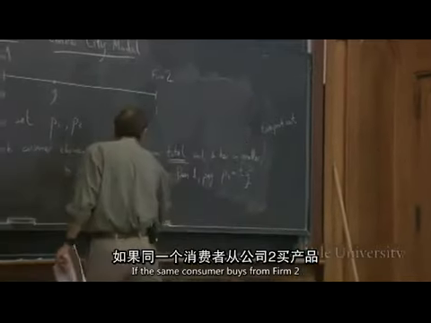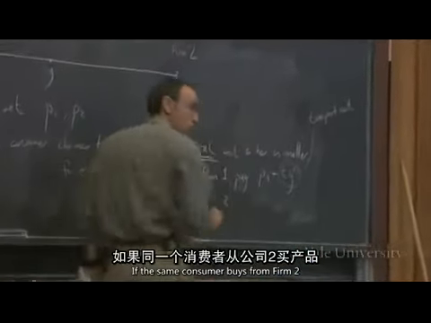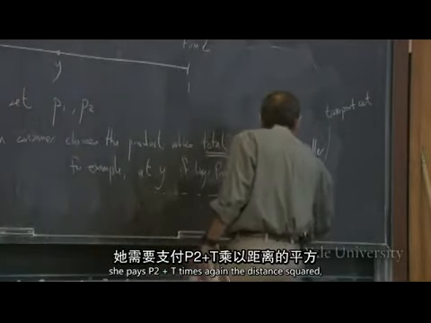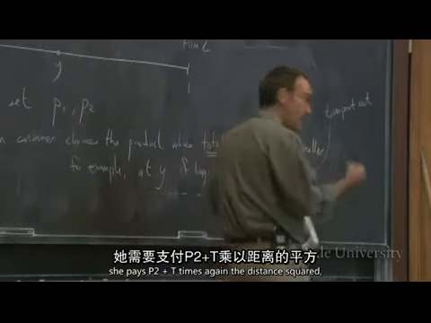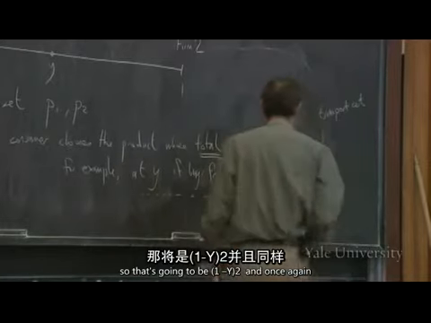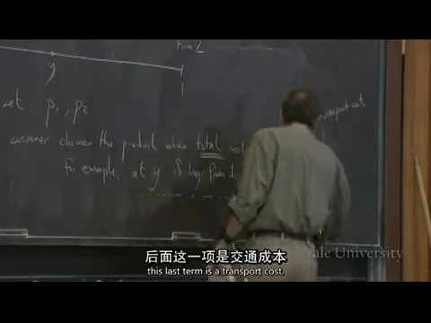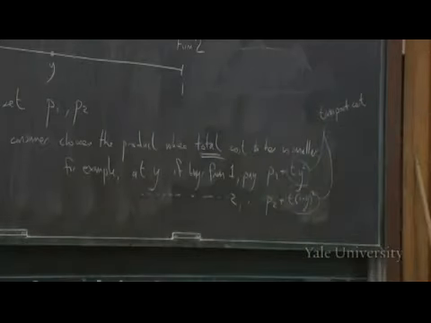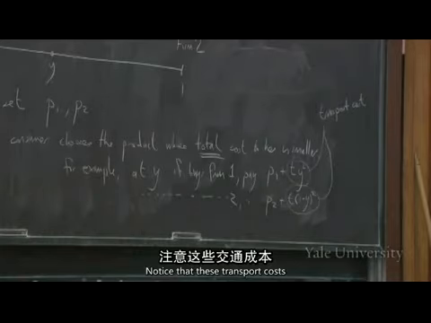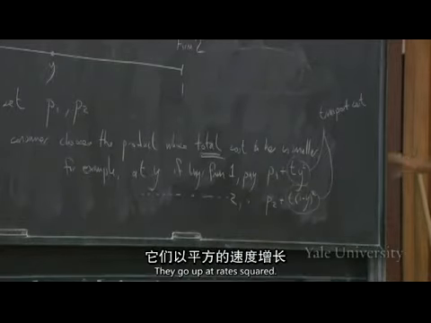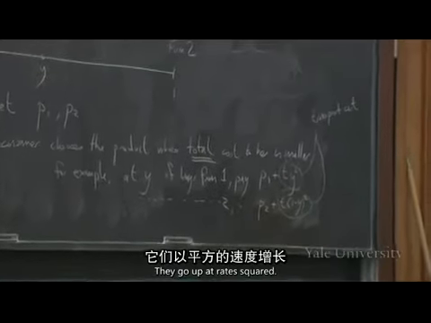Right? If the same consumer buys from firm 2, she pays P2 plus T times, again, the distance squared, so that's going to be 1 minus y squared. And once again, this last term is a transport cost. Notice that these transport costs go up in the distance you have to travel, and they go up pretty fast. They go up at rate squared.